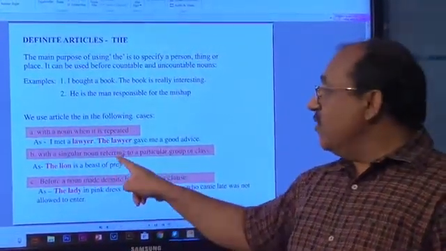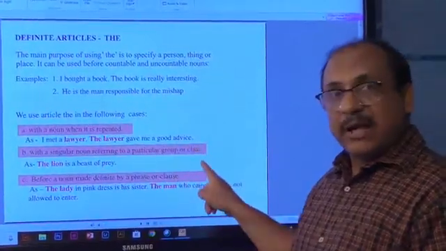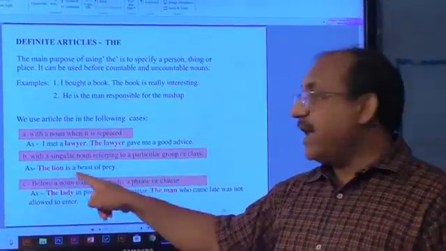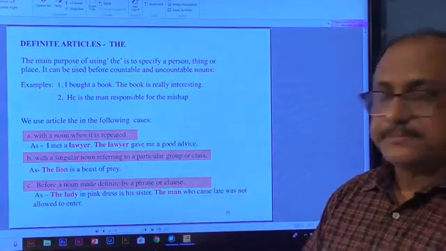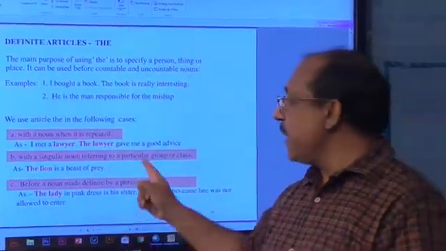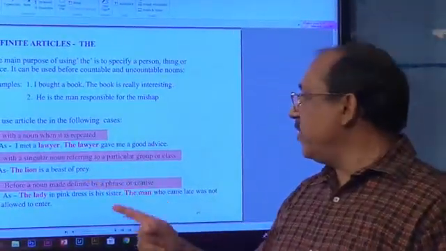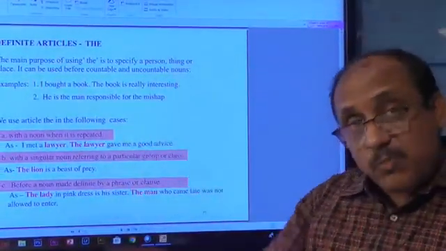Again, the is used with a singular noun referring to a particular group or class. Here the example is: the lion is a beast of prey. Now lion seems to be a singular word. No. Here it is used to refer to a particular group, meaning the whole group of lions.